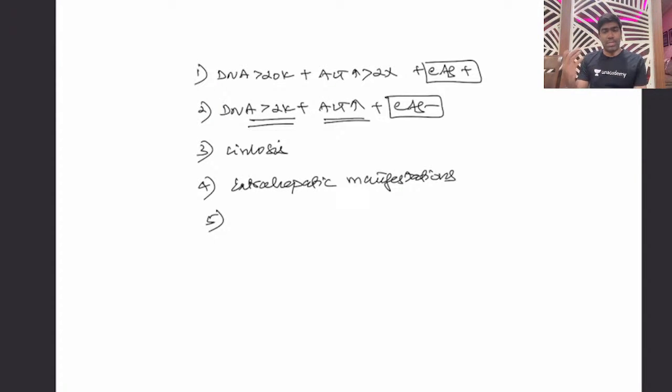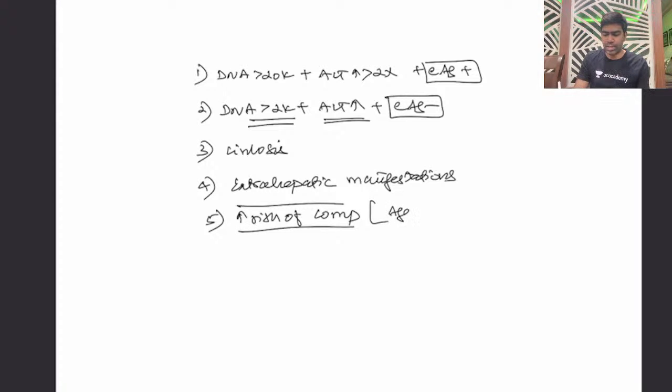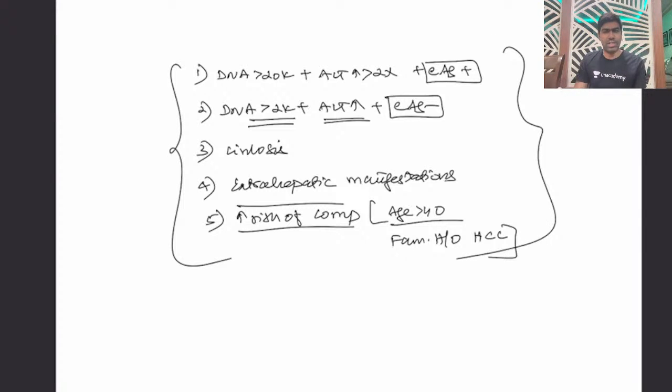And polyarthritis, notice PAN, is also a very, very important extrahepatic manifestation. Number 5, if the patient has a high risk of complications like hepatocellular cancer. So what are examples of high risk of complications? If the patient's age is more than 40, or if the patient has a family history of HCC, then in this situation also you will be able to start therapy. So these are the usual 5 indications for starting therapy.